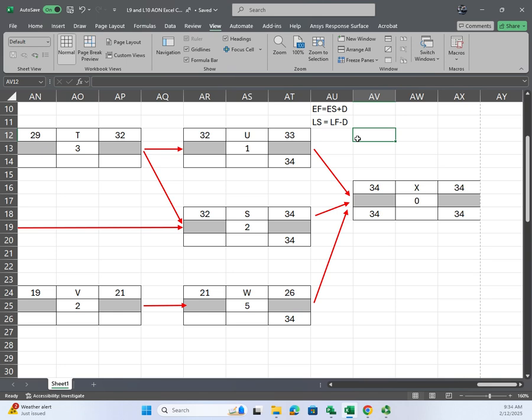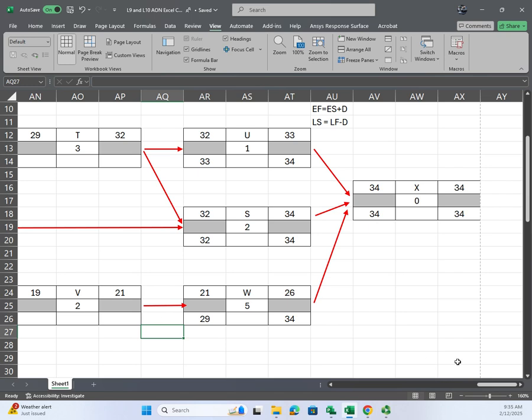Okay. Cool. All right, so what's my late start for U? 33. Late start for S? 32. And for W? 29. Again, do you see a critical path forming up here? Okay. So if I can't have a late start off my early start, I probably still have a critical path.